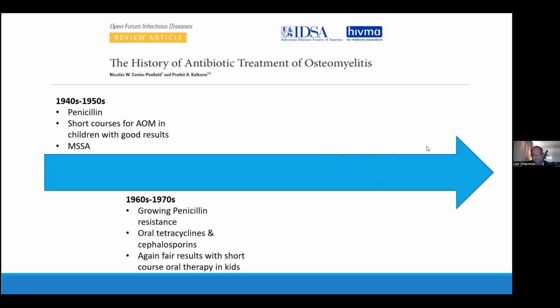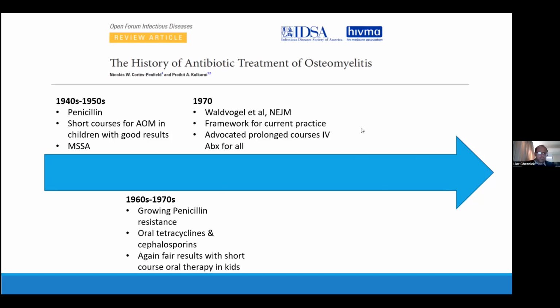In the 60s and 70s, there's growing penicillin resistance in staph, and so alternative agents like tetracycline and cephalosporins are used. Anti-staphylococcal penicillins are developed around this era. And again, fair results with short courses of oral therapy, again predominantly in children. And then comes along this article I quoted from 1970 in the NEJM, which sets up the framework for current practice and advocated prolonged courses of IV antibiotics for most patients, or all patients, in addition to debridement. But as mentioned, it's coming on the backbone of the potential for oral antibiotics, shorter courses having been used in some cases. So it's interesting that that becomes the dogmatic approach to this infection.